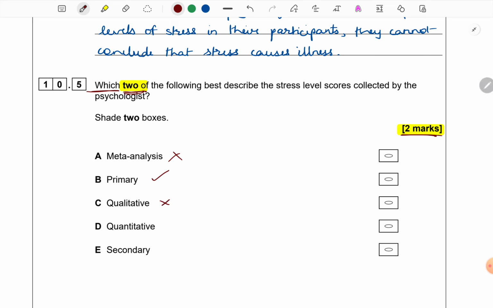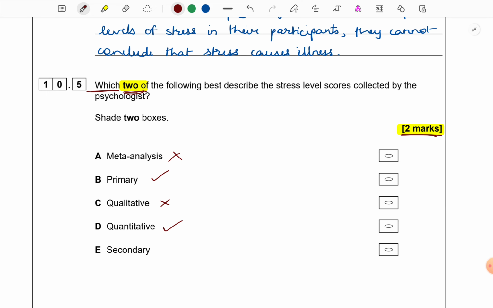Qualitative data? No, because stress levels were measured on a scale from 1 to 10. That certainly isn't qualitative data, because qualitative data has to be descriptive. This data was numerical. Quantitative, yes, it was quantitative data because it was numerical. It was ranging from 0 to 10.